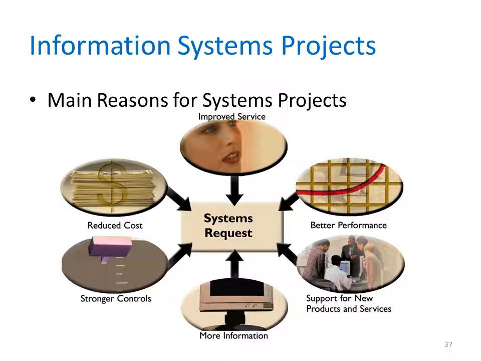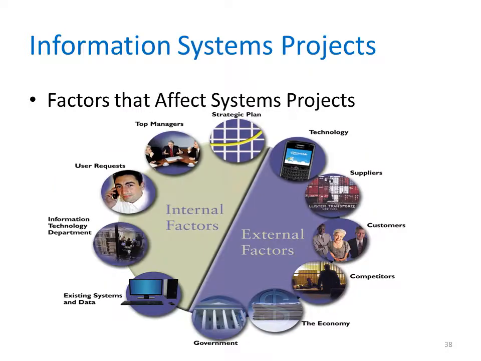Improved service would be one of the first. Better performance. Why better performance? Because the more efficient you are, the more money it saves you. And if you can cut costs, you will improve profitability. Support for new products and services? Perhaps we just need more information to compete. Maybe we need stronger controls. But the bottom line is we're almost always looking to reduce our cost and improve our operational performance.